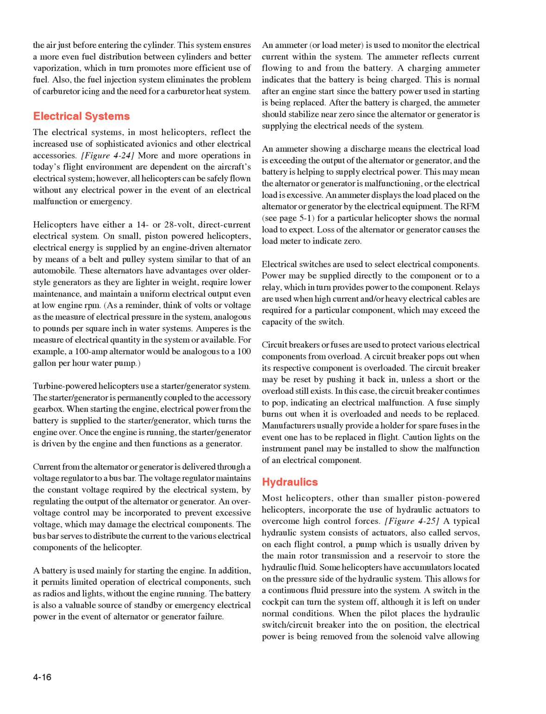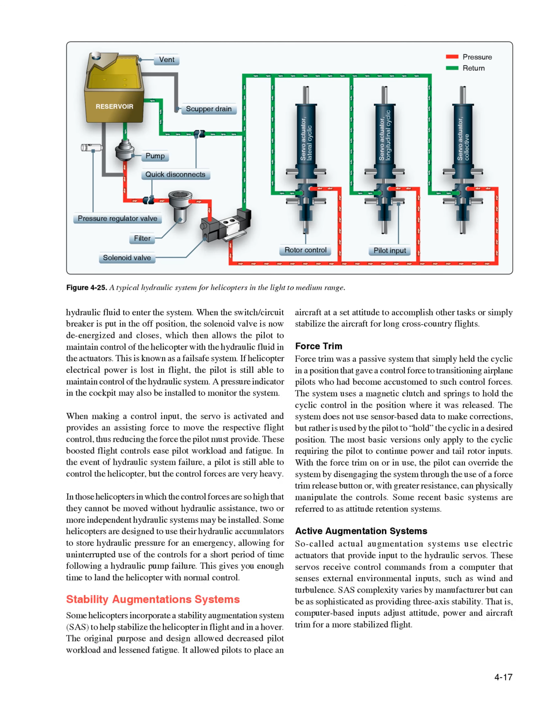A switch in the cockpit can turn the system off, although it is left on under normal conditions. When the pilot places the hydraulic switch/circuit breaker into the on position, the electrical power is being removed from the solenoid valve, allowing hydraulic fluid to enter the system. When the switch/circuit breaker is put in the off position, the solenoid valve is now de-energized and closes, which then allows the pilot to maintain control of the helicopter with the hydraulic fluid in the actuators. This is known as a fail-safe system. If helicopter electrical power is lost in flight, the pilot is still able to maintain control of the hydraulic system. A pressure indicator in the cockpit may also be installed to monitor the system.